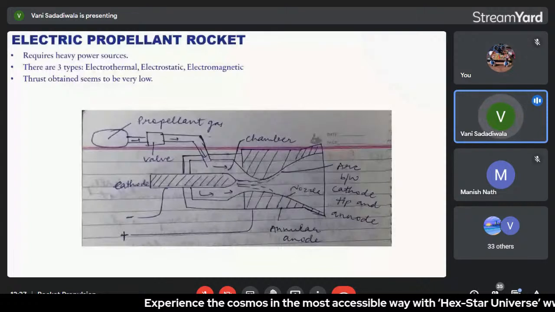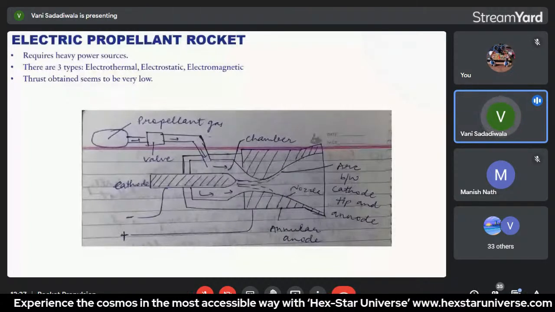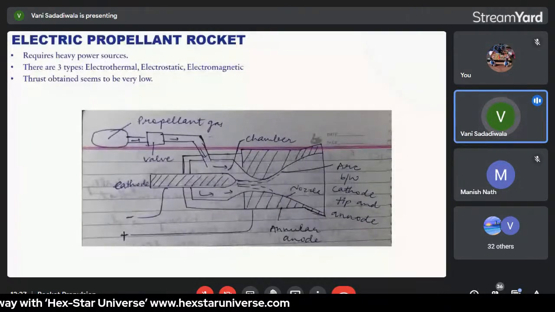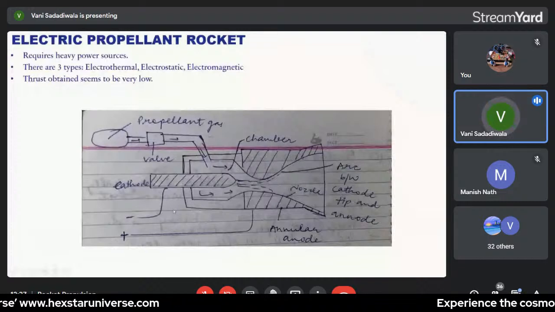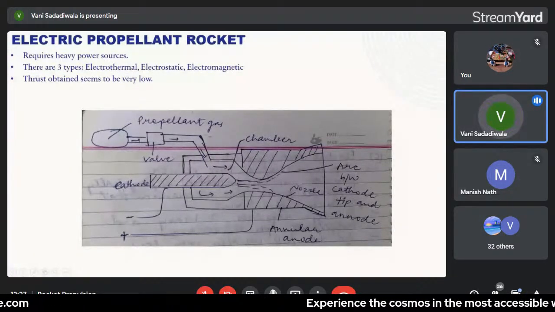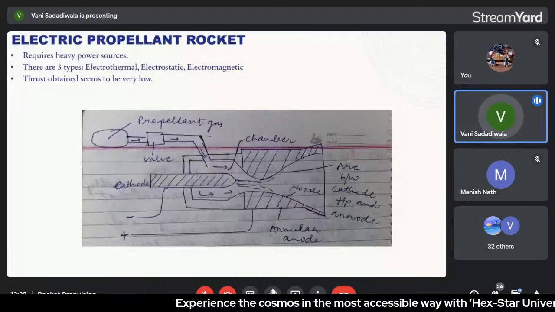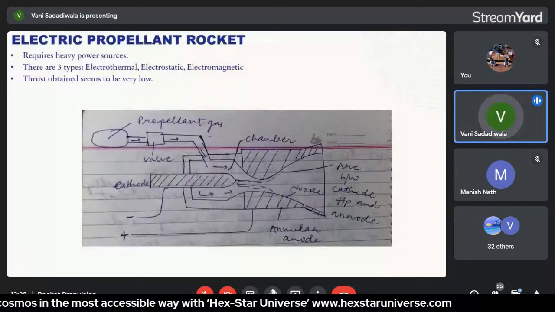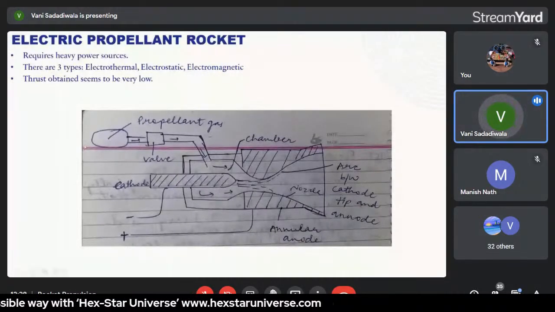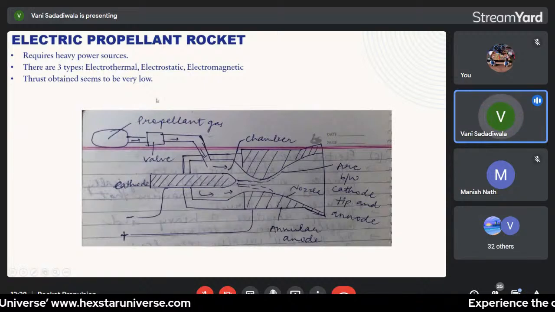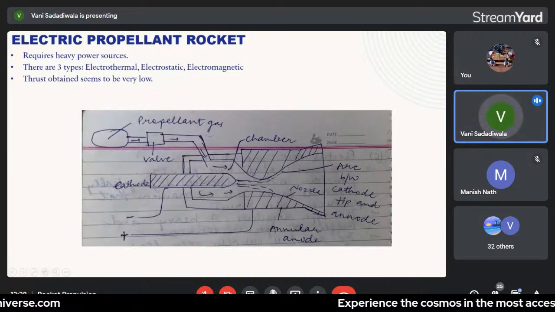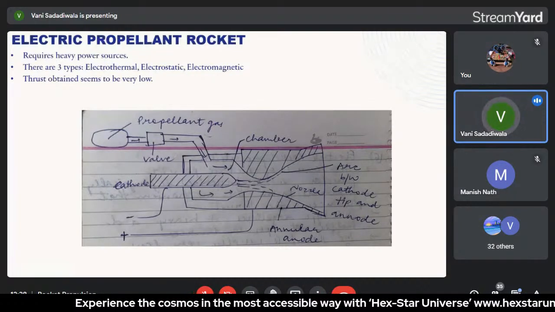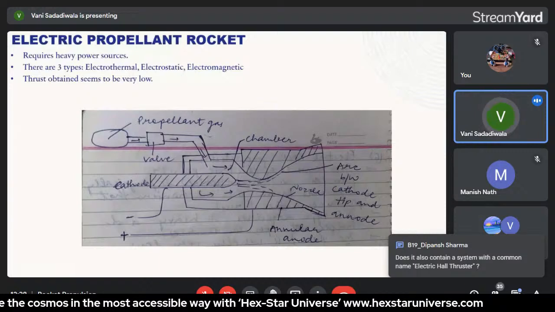So there are three bifurcations, that is electrothermal, electrostatic, and electromagnetic. Electrothermal is a type in which the propellant is heated in a vigorous manner through an electrical power source, and the hot gases which are obtained are then thermodynamically expanded through the turbine and accelerated to supersonic velocities through an exhaust nozzle. Whereas if you consider electrostatic, in this kind of working, the fluid is ionized to high ion category, and then the ions are electrically charged and expanded and then accelerated to high velocities.